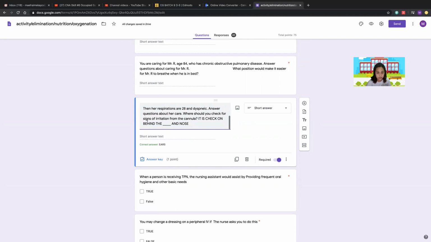Where should you check for signs of irritation from the nasal cannula? Okay, so where you will check if you're putting a nasal cannula because he is dyspneic and has difficulty breathing, you will check behind the ears and the nose, because you're putting it here and here.